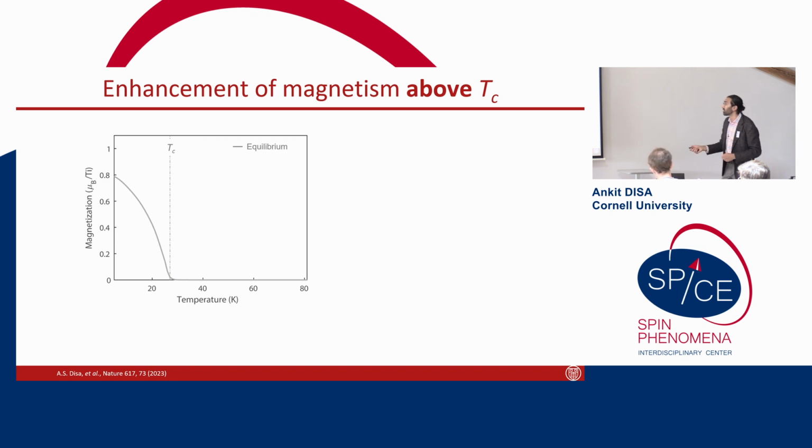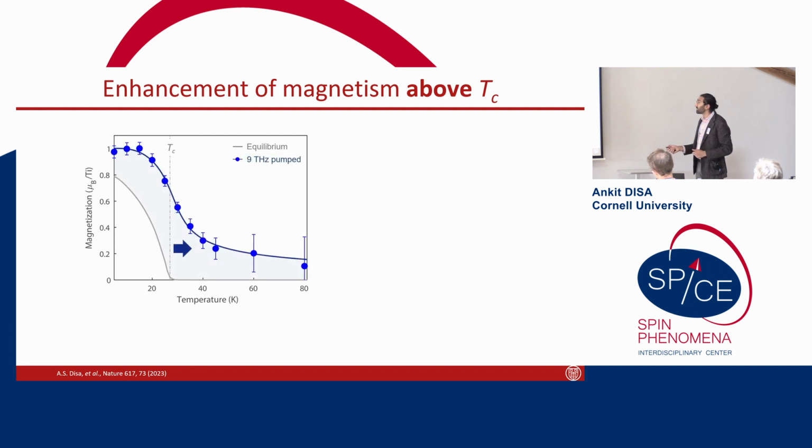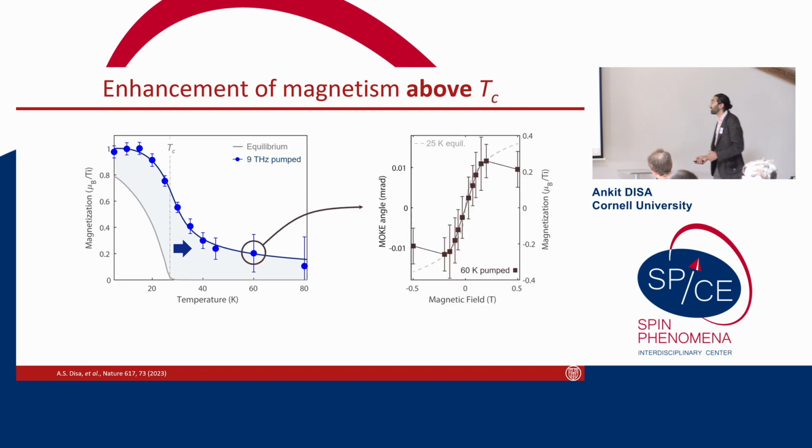Now what happens when we drive the system at higher and higher temperatures is something quite unexpected, which is that you end up seeing an enhanced magnetization not only below Tc, but also a magnetization that exists above Tc, where the equilibrium magnetization is 0.